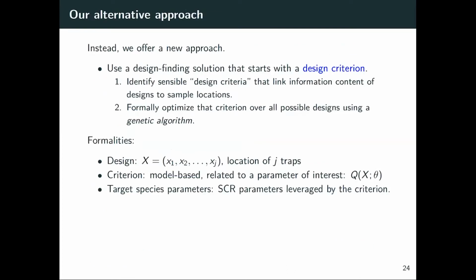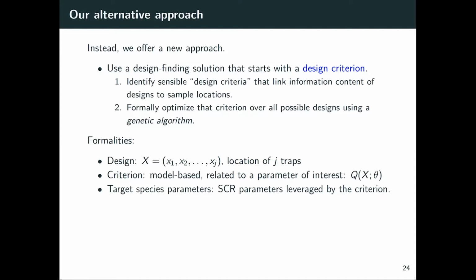So our alternative approach, instead, we offer a new approach, which is using a design-finding solution that starts with a design criterion. And I'll get into the details along the way. But essentially we want to identify a sensible design criterion that links information content of designs to the sample locations. So this criterion you could think of as a metric of how good a design is to meet some objective. So an objective such as increasing your total sample size, number of captures, or increasing your total number of spatial recaptures, or probability of either of those is mostly how we think about it.